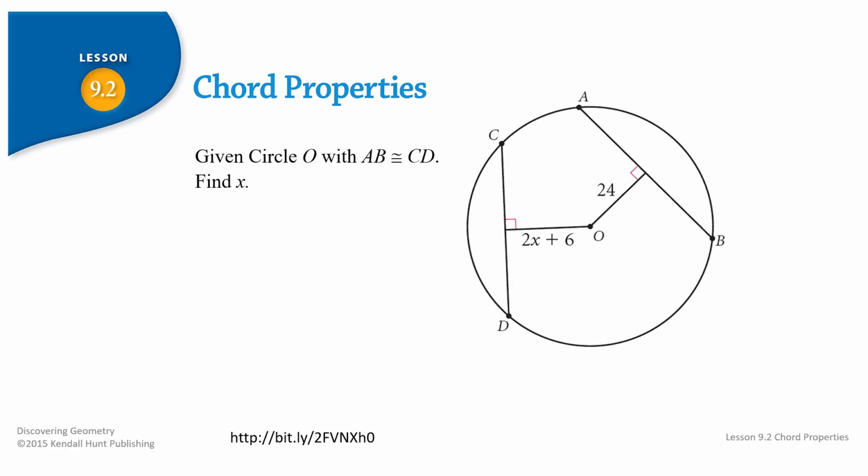Here's another diagram, going from the center of the circle to the chords. I know that the chords are the same because it says AB equals CD. Since I know that the chords are the same, and it's a 90-degree angle, those two pieces have to be the same. So 2x plus 6 has to be equal to 24. I can set up an equation: 2x plus 6 equals 24. Subtract 6 on both sides, I get 2x equals 18. Divide by 2, I get x equals 9.